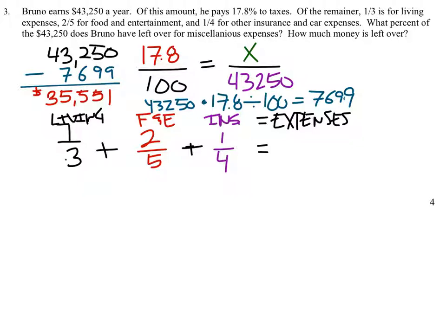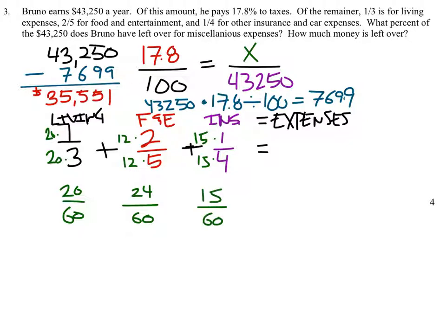So I need to take the 3 and multiply it by 20, and the 1 by 20 as well. So that would be 20 sixtieths. The 5 and the 2, multiply by 12, which will give me 24 sixtieths. And the 1/4 by 15 each. So now I got 15 sixtieths. And when I add these, this will tell me that the expenses as a fraction are 59 sixtieths. Now this is the fraction. What we really should find is the percentage.